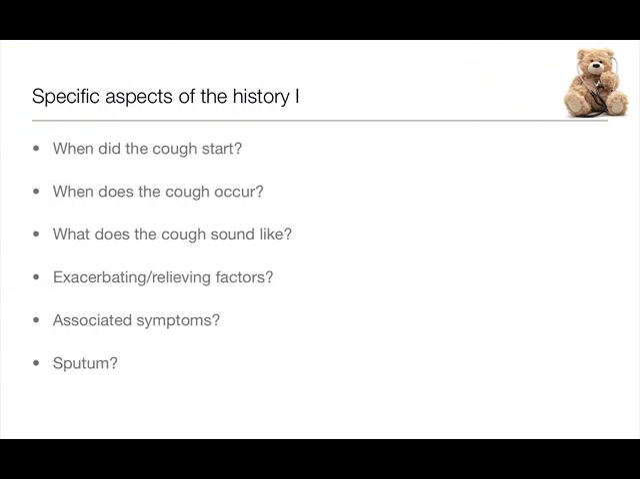Let's now talk a little bit about some specific aspects of the history that you need to ask. You should ask some more details about the cough, and to do this, keep the Socrates mnemonic in your mind. Now, although this mnemonic Socrates is specifically designed for the symptom of pain, it can actually be useful for any symptom. So, first of all, when did the cough start?